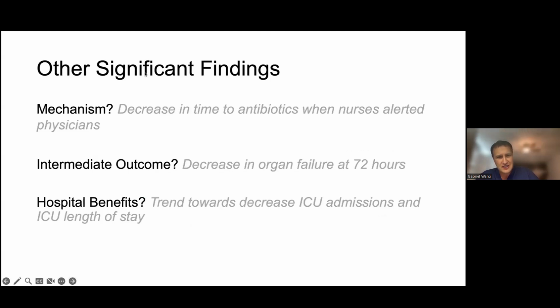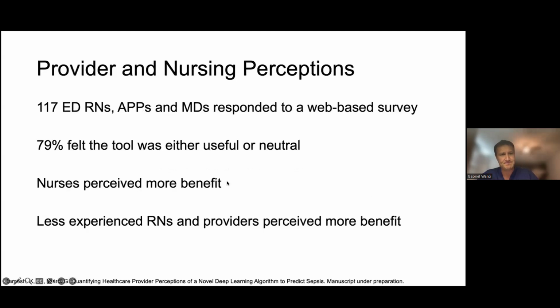We also did see a decrease in time to antibiotics when nurses alerted physicians, another potential mechanism for why this might work. And then we also saw that the severity of organ injury 3 days after the patients had the alert was lower in the intervention phase group. So again, another potential mechanism: they're not as sick in the 3 days after they were treated in the emergency department and the alert went off.